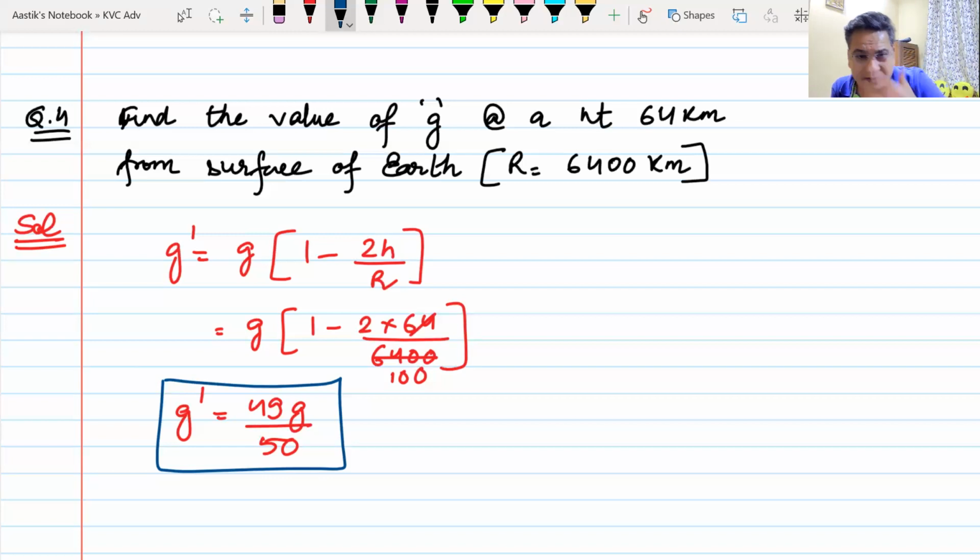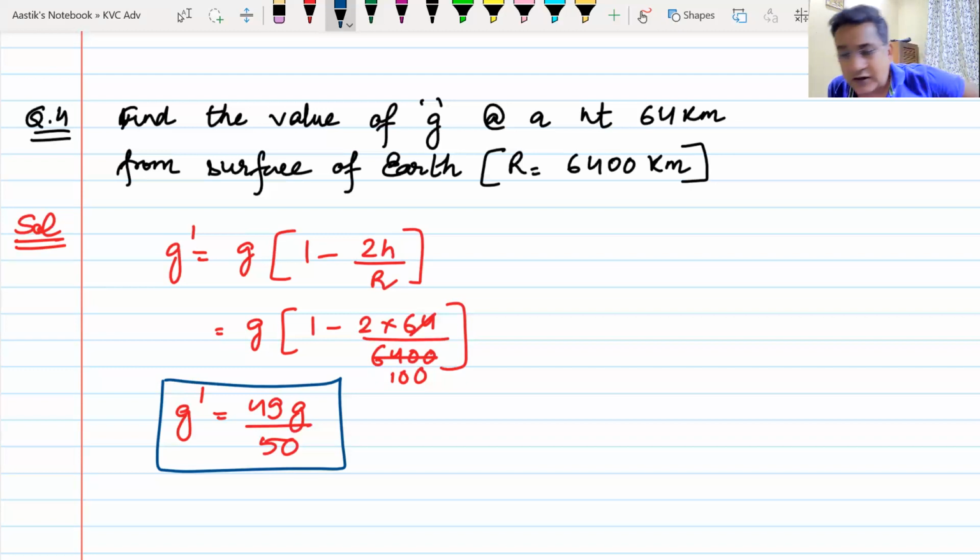Will it become more or will it become less? Inside the surface of Earth, is G going to become more or less? More, sir? It will increase? It is going to become less. At the center of Earth, what will be the value of G? 0. So at the center of Earth, it is 0. On the surface, it is maximum. And at infinity, it is again going to be 0.